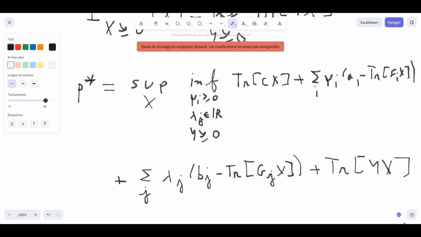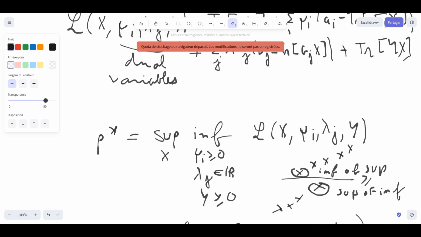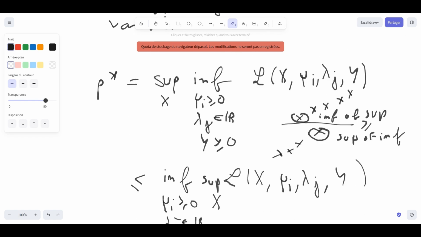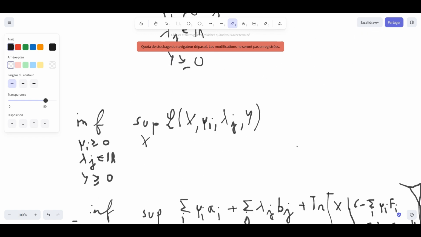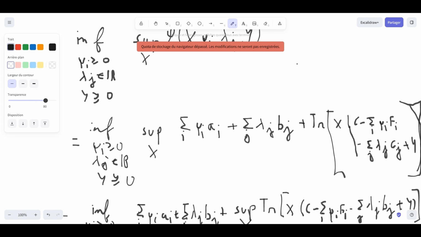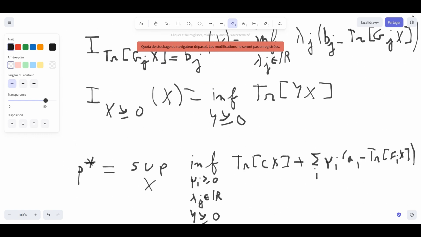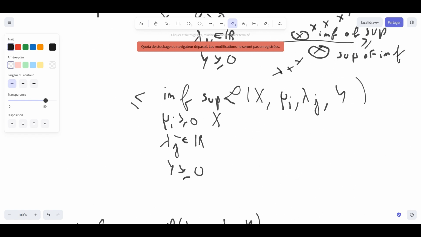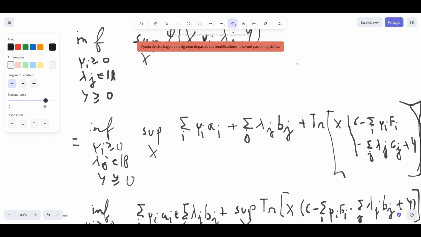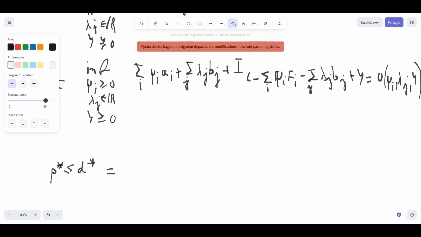We transform it. Thanks to the indicator function, we find the Lagrangian. We switch inf and sup to find an upper bound. We write it again. And so this is our primal, and we just show it is inferior to this, which is just this after calculation. And so it's just fine.